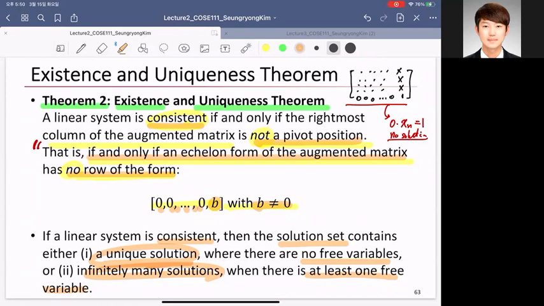I think we don't need to prove this theorem because it's very, very straightforward. As you can see in this example, right?